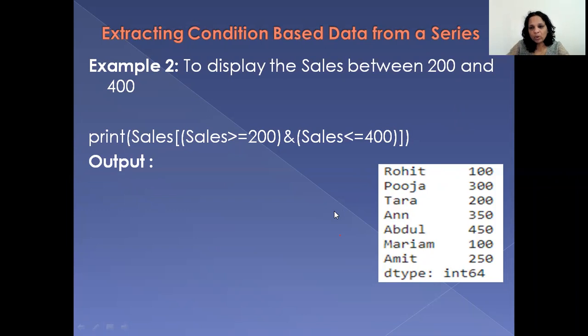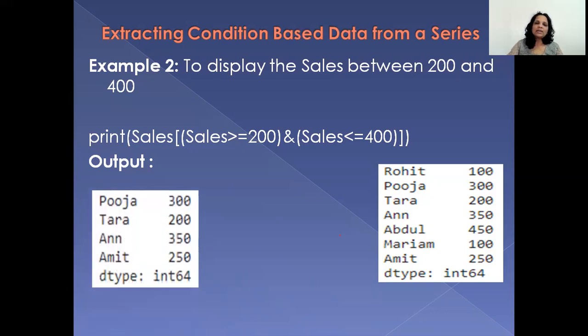Now, who are the people who are going to be between 200 and 400? Whom do you expect? Pooja, Tara, and Amit, correct? So we see Pooja, Tara, and Amit. This is about the AND operator. What if you wanted to use the OR operator? For those of you who have forgotten the symbol, this represents the AND operator. If you want to represent the OR operator, it was a pipe sign. So this is your OR operator.